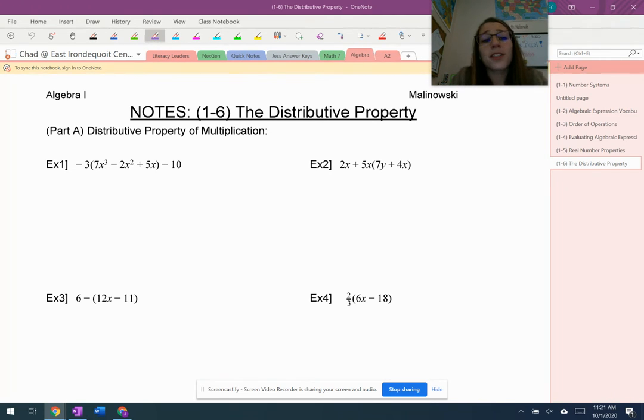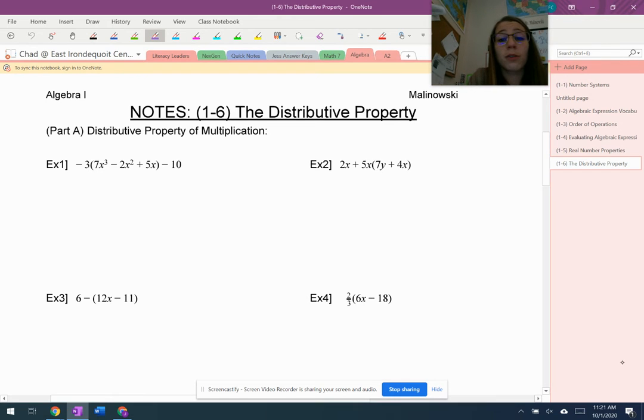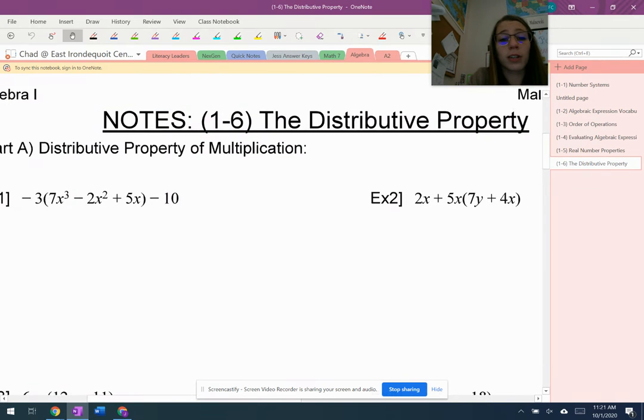All right, so this is algebra notes for 1-6, the distributive property. So you've definitely looked at the distributive property before. Maybe this is just a little review. So the first part of these notes is looking at the distributive property of multiplication.